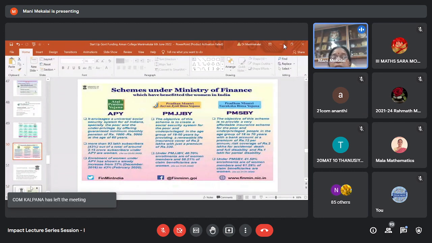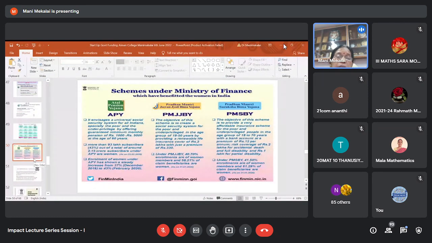The schemes under the Ministry of Finance, there are 3 schemes which deserve a mention: Atal Pension Yojana, Pradhan Mantri Jeevan Jyoti Bima Yojana, and Pradhan Mantri Suraksha Bima Yojana. The Atal Pension Yojana envisages a universal social security system for all Indians. More than 9.3 lakh subscribers out of a total of around 2.15 crore subscribers are under APY. It offers a pension of rupees 1,000 to 5,000 at the age of 60 years.